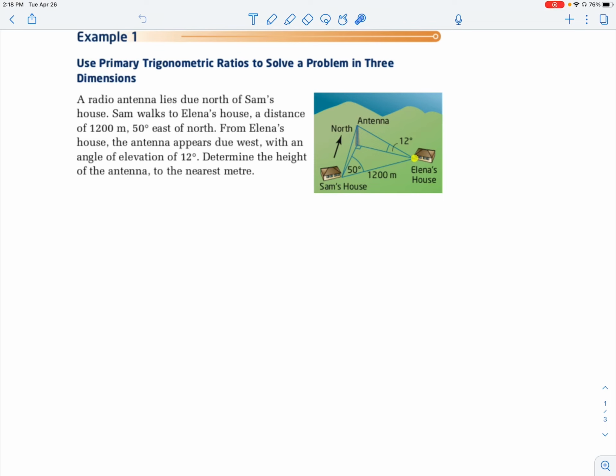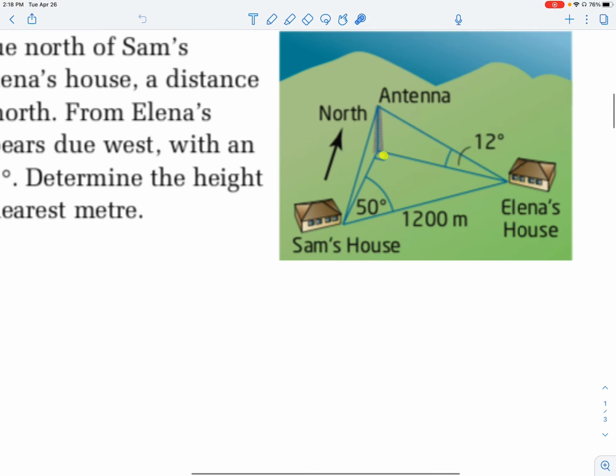So if you were standing at Elena's house and you look to the very top of the antenna, the angle that you make with the ground would be 12 degrees. The nice thing with this question is that the locations of the houses are south of the antenna and then east of the antenna. So we know we have a nice 90-degree angle right in here at the vertex. Also, the antennas always stand straight up, so they also make 90 degrees with the ground.